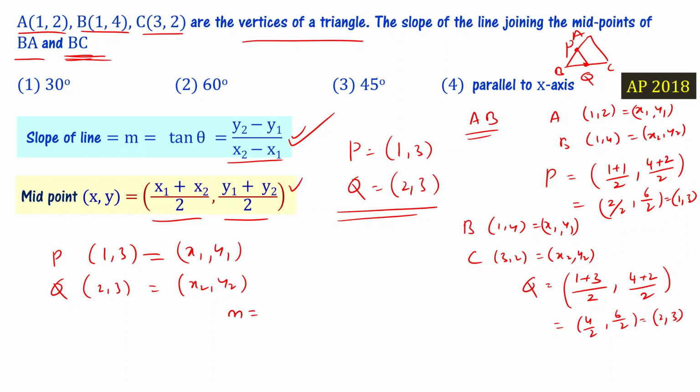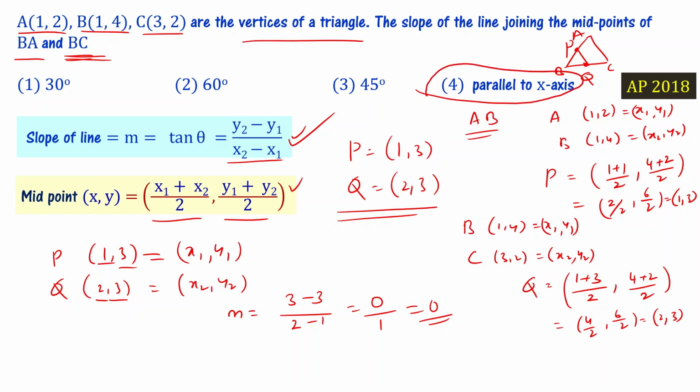స్లోప్ m ఈక్వల్ టు y2 మైనస్ y1 that is 3 minus 3 divided by x2 minus x1 that is 2 minus 1. This is going to be 0 divided by 1 that is equal to 0. What is the slope of this line? 0. Slope of the line is 0 అంటే ఏంటి? దాని మీనింగ్ it is parallel to x-axis. Please note this. Slope of line 0 వస్తే దాని మీనింగ్ parallel to x-axis. అంటే choice 4 is the right answer. Understood?